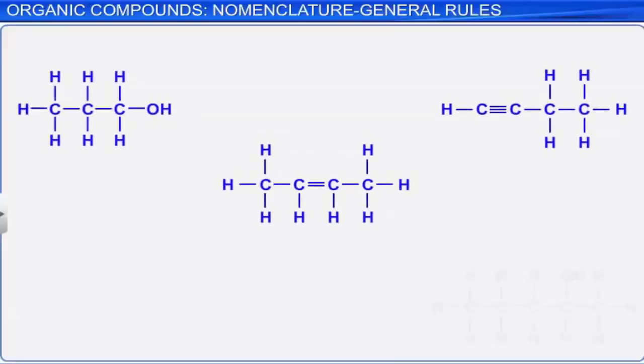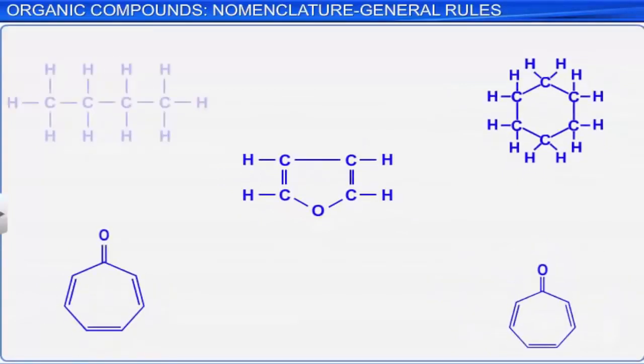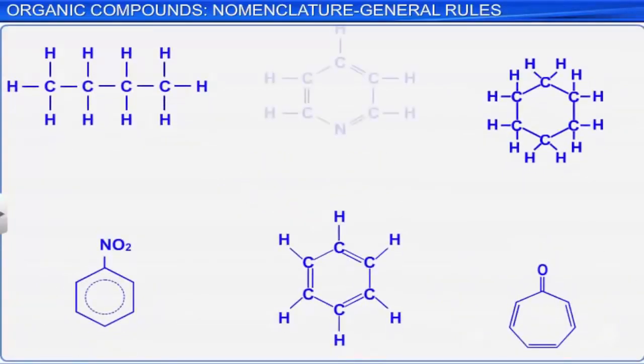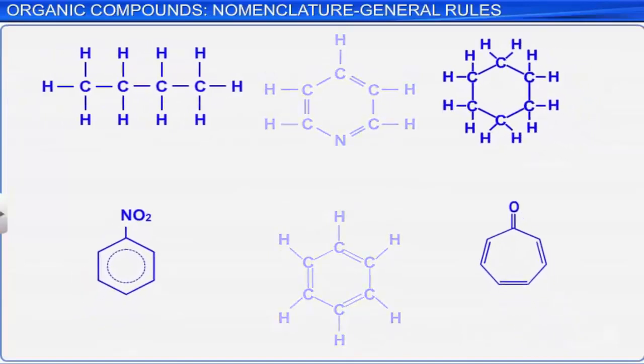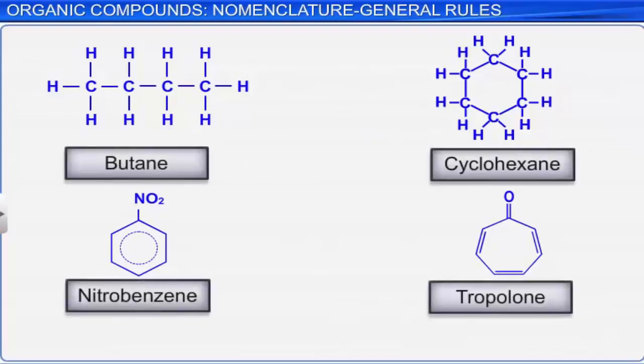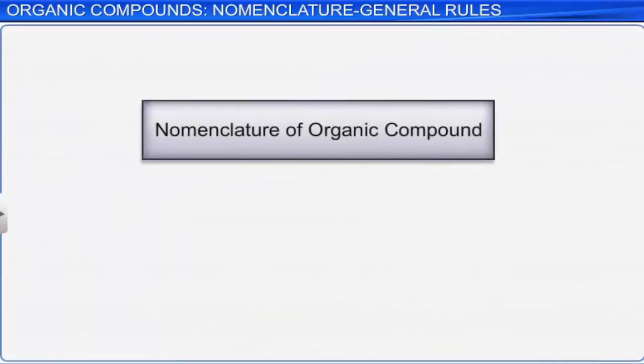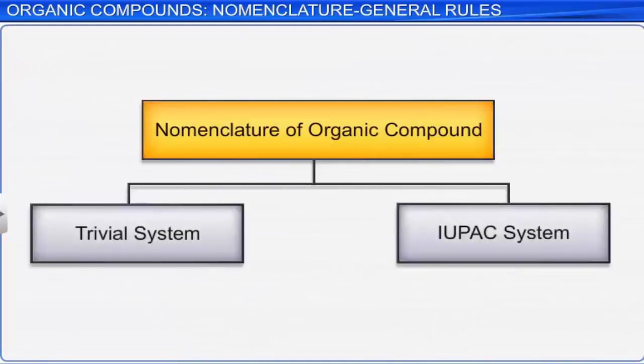There are millions of compounds that fall under the branch of organic chemistry. To easily identify these compounds and their structure, scientists have assigned names to these compounds. The system of assigning a name to a compound is known as nomenclature. There are two systems for naming organic compounds: the common or trivial system and the IUPAC system. Let's look at the trivial system.